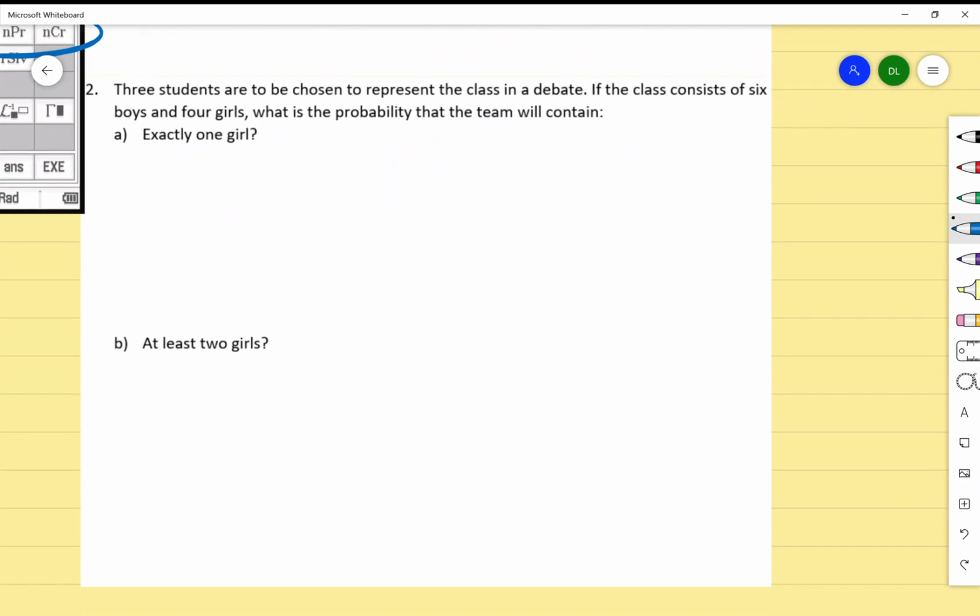This next question is a little bit more difficult and will require a little bit more thinking. So 3 students are to be chosen to represent the class in a debate. If the class consists of 6 boys and 4 girls, what is the probability that the team will contain exactly 1 girl? So for this one, what I'm going to do is try and figure out what the different possibilities are, and then what are the different number of outcomes for each of those.